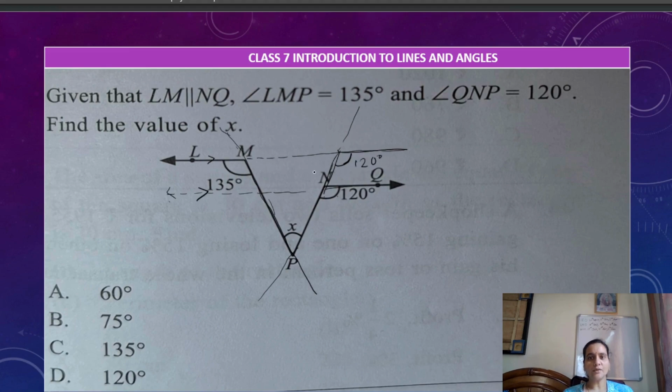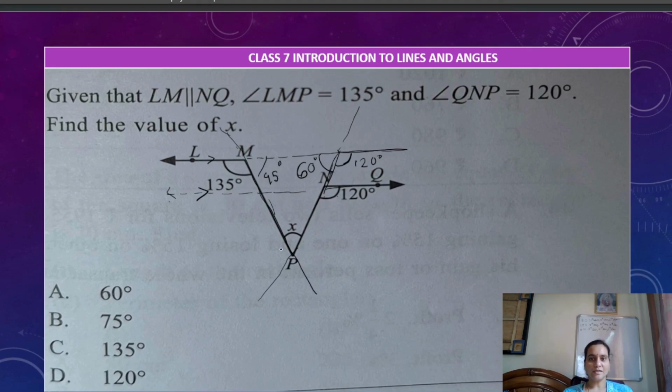Now if this is 120 degrees, what will this other side be? The other side will be 60 degrees because together they are forming a linear pair, that is, a straight angle. So 180 minus 120 will be 60 degrees. So we got this angle to be 60 degrees. Similarly, if this is 135, this will be equal to 45 degrees because again they are forming a linear pair of angles, lying on a straight line. So 180 minus 135 is 45.